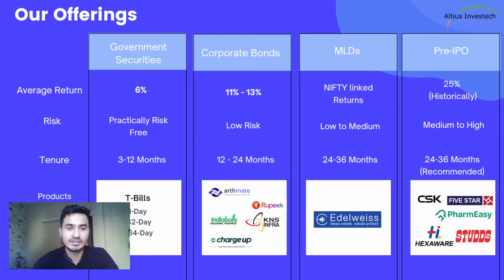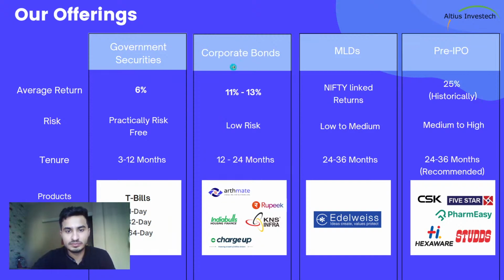Let's look at this slide. These are the investment options that we have brought onto our platform for our investors. The first one, which we talked about earlier, is government securities. They fetch a return of around 6% and are practically risk free, as they are backed by the government of India. The average tenure for the investment can be from 3 to 12 months.